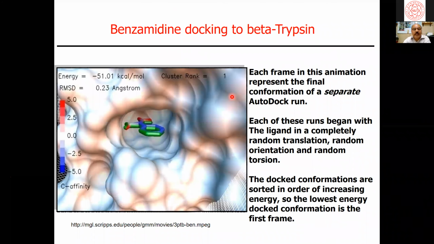Now, to give an example of one of the programs, which is also most commonly used by many researchers because it comes with academic licenses free of cost and is very useful, that's the reason why I have included it here. But unfortunately, this animation is not working. This is an example of benzamidine docking to beta trypsin. Anyway, you can go to this site and see the movie there also.